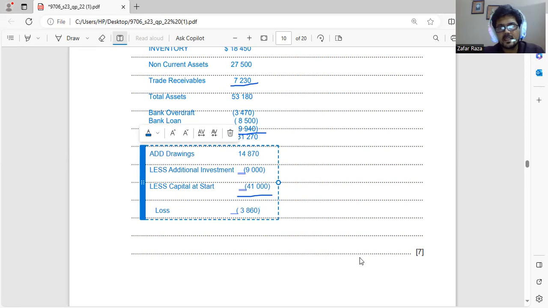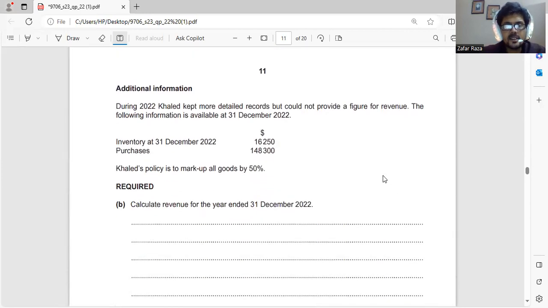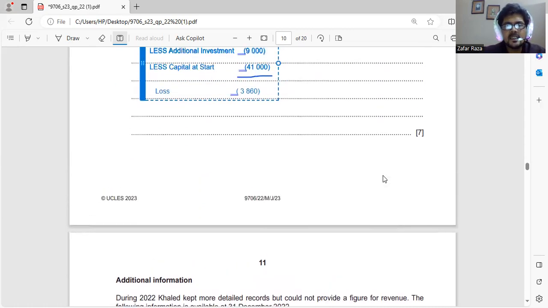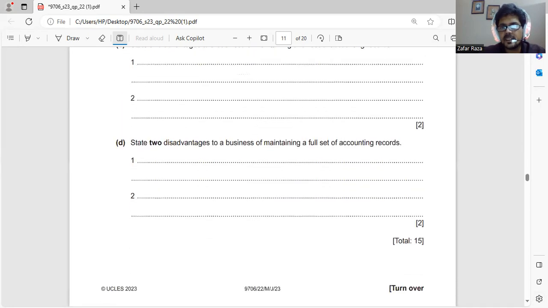Now, next question. During 2022, Khalid kept more detailed records but could not provide a figure for revenue. The following information is available at 31 December 2022. Closing inventory is given. Opening inventory we will take from here. The closing inventory of 2021, that was 18,450, will become the opening inventory in the following year.